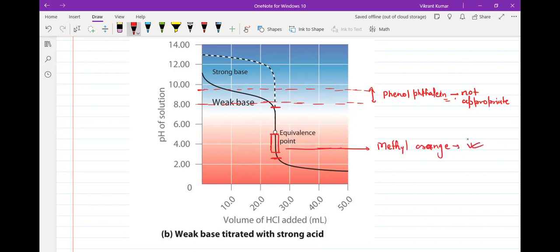This can be used, this is the appropriate indicator in this case. Is it okay? So now the message or the learning from this discussion is, if you have got a weak base involved in the titration, avoid using phenolphthalein. You can use methyl orange or methyl red. Is it okay? Clear hai?